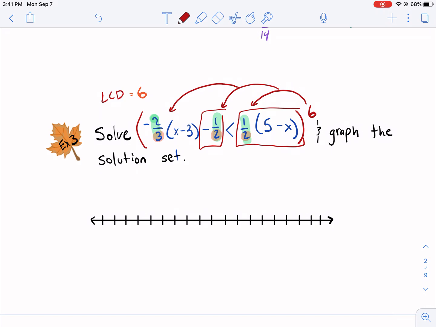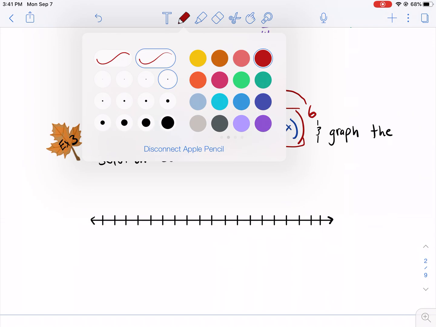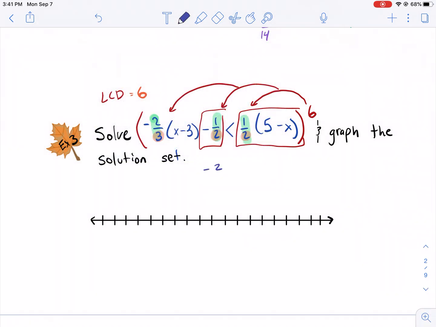What happens? Well, I have negative 2 over 3. Let me actually use this in blue just to keep it a little bit more consistent for you. So we have negative 2 over 3. I'm going to give some space in there because I'm going to put that 6 right there. Minus 1/2. Give some space. Less than sign, 1/2, give some space, 5 minus x.